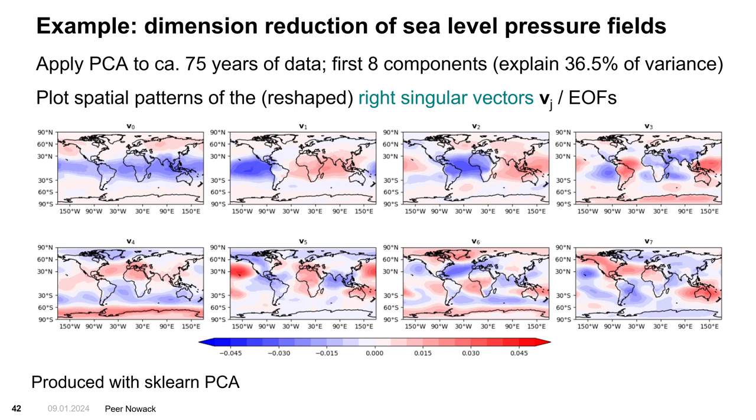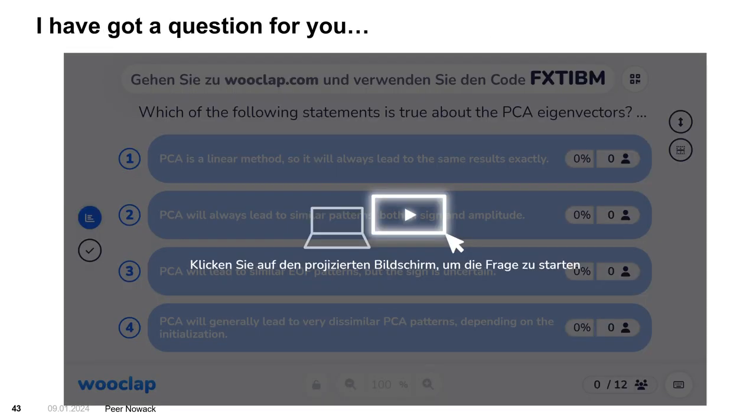Loading would not be quite correct, because then you would have to scale it by the singular values as well, or the eigenvalues. So what I want to bring across here, with these first 8 components, you can already explain, you can calculate this from the eigenvalues, 36.5% of the linearly explained variance in the data, to the point that this is represented in the 75 years of data in the system. And what we plot here are the right singular vectors, the eigenvectors. So this would also be referred to as empirical orthogonal functions in meteorology. So these are not the time series. Originally I had a question for you, but I'm running out of time.